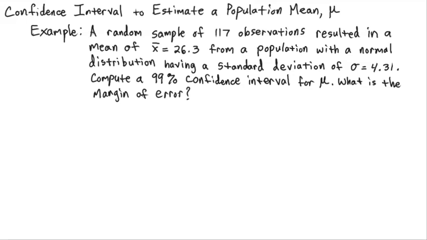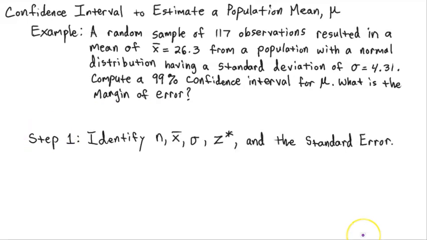And let's go ahead and read through the example. We have a random sample of 117 observations, and it resulted in a sample mean of 26.3 from a population that is normally distributed, and that population has a standard deviation of sigma equals 4.31. Compute a 99% confidence interval for mu, and what is the margin of error? Okay, let's go ahead and do our 3 steps, starting with step 1.